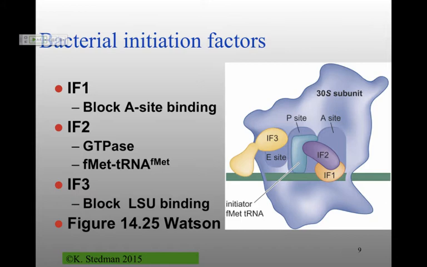So IF2 is associated with the initiator tRNA, and it's bound to GTP. And then when you have the association with the small subunit of the ribosome and the messenger RNA, then you have GTP hydrolysis, a change in the conformation, and that protein releases. And once that's released, then you can have association of the large subunit, and you're ready to elongate.